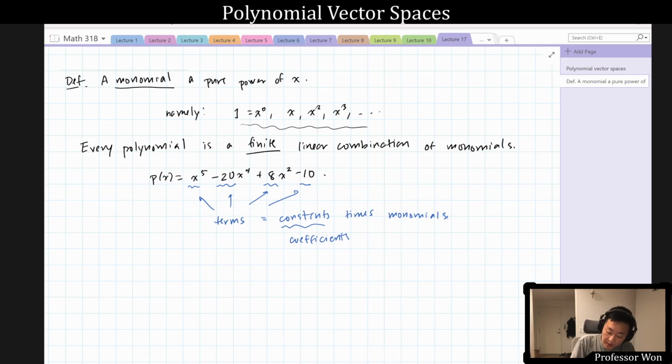The degree of a polynomial is the highest power of x that appears with a non-zero coefficient. That makes sense because, again, every polynomial is a finite linear combination of monomials. I'm not allowing infinite sums of monomials. That would be a power series, and that's not a polynomial. So the degree of a polynomial is the highest power of x that appears with non-zero coefficient.